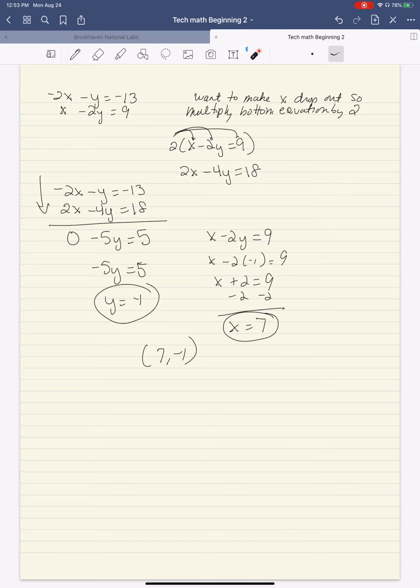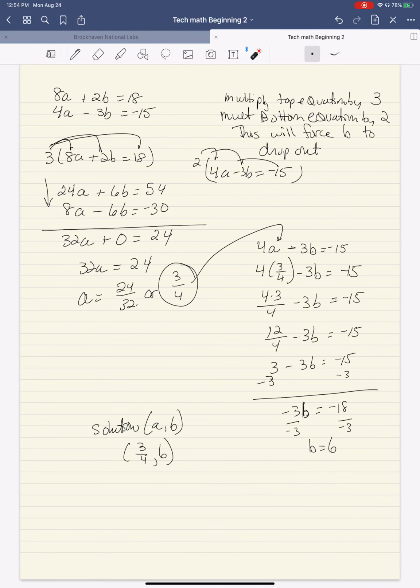Take your minus 1, and I happen to put it into the second equation. Again, it doesn't matter. So the second equation was x minus 2y equals 9. Substituting the minus 1 for y, I get x minus 2 times minus 1 is 9. x plus 2 is 9, so negative 2 times negative 1 is a positive 2. Subtract 2, so I get x is a 7. Again, my solution is in the form of x, y, so I get 7, negative 1.